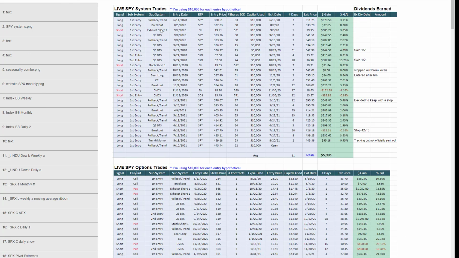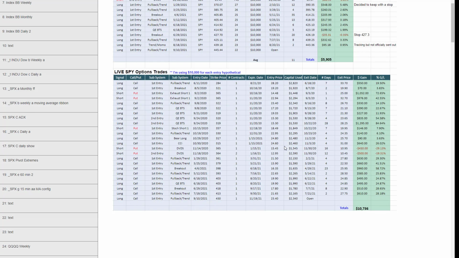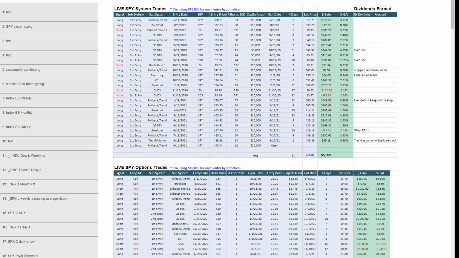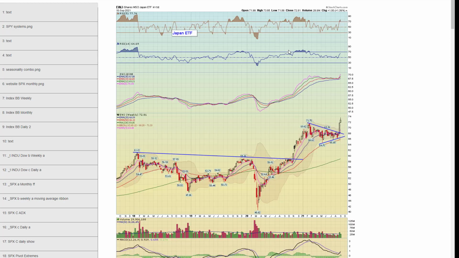Image number 63. This should have been up with the SPY system. So as I stated, the SPY system did take a first entry on Friday. You can see it here on the table, the open trade. All right. Again, apologize, this got out of order.